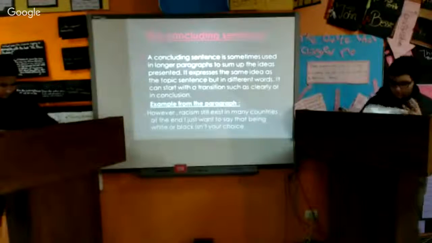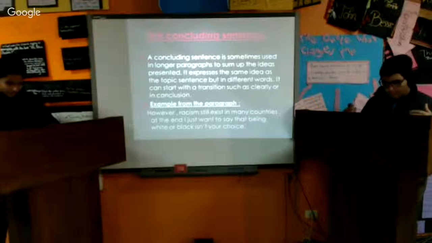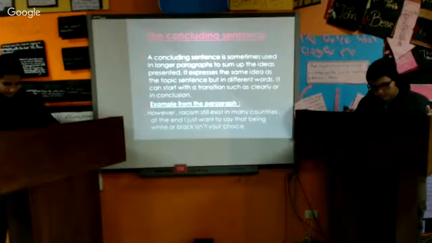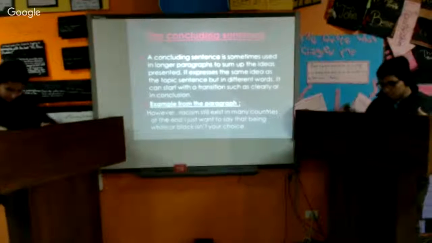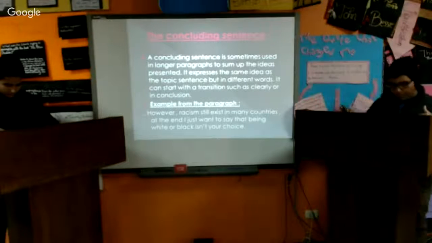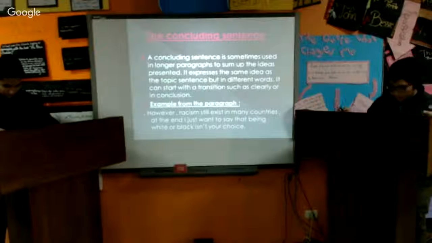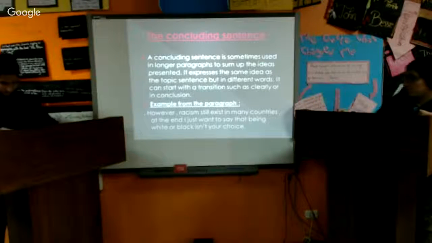A concluding sentence. A concluding sentence is sometimes used in longer paragraphs to sum up the ideas presented. It expresses the same ideas as the topic sentence, but in different words. It can start with a transition such as "in theory" or "in conclusion." Examples from the paragraph: however, racism still exists in many countries. At the end, I just want to say that being white or black isn't your choice.